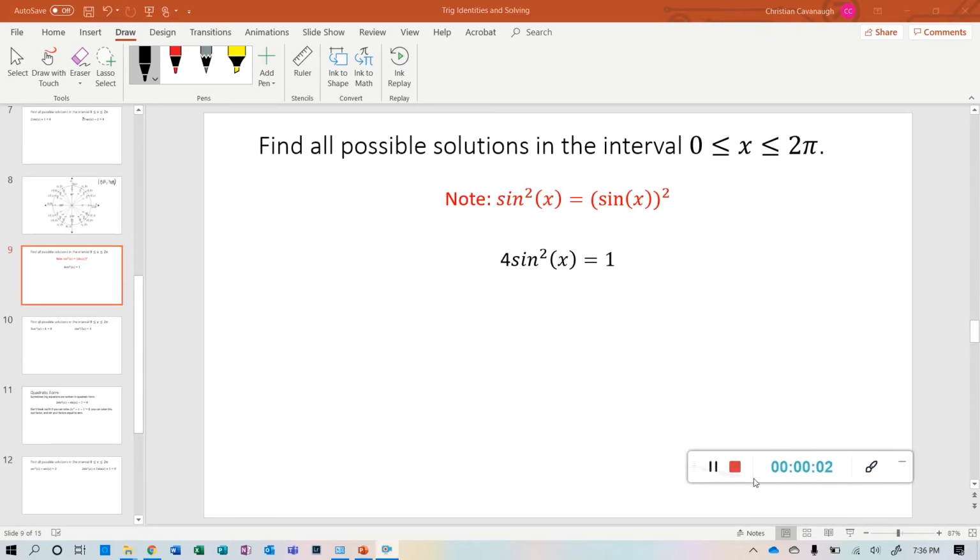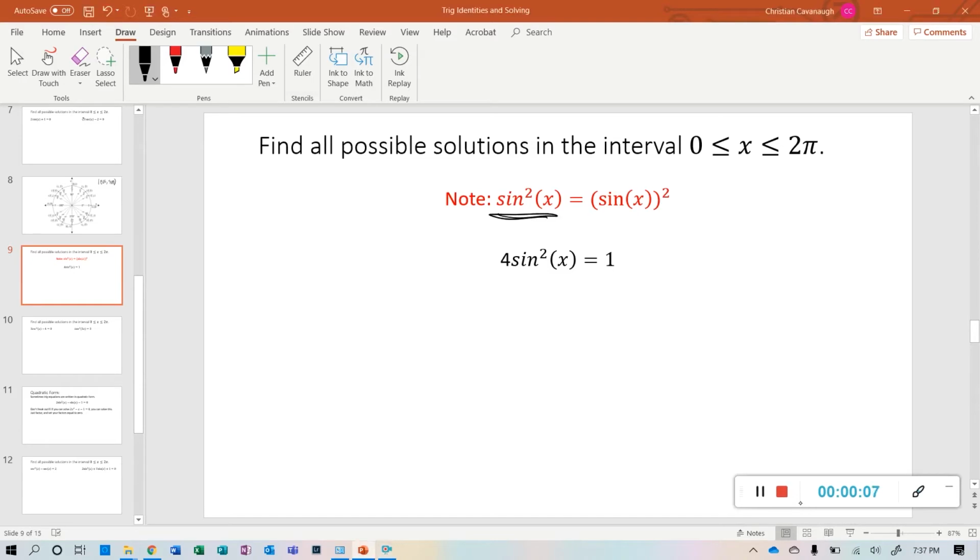Alright, so this one's going to be slightly different, maybe a little bit new for you guys, just because it has a sine squared x in it instead of just a sine x. So sine squared x is really, it's sine x, but it's squared. It's nothing more complicated than that. So again, my suggestion would just be look at the sine squared x as if it's like an x squared. So if you have 4x squared equals 1, the first thing you would do is divide by 4 on both sides. So then you're going to have sine squared x equals 1/4.